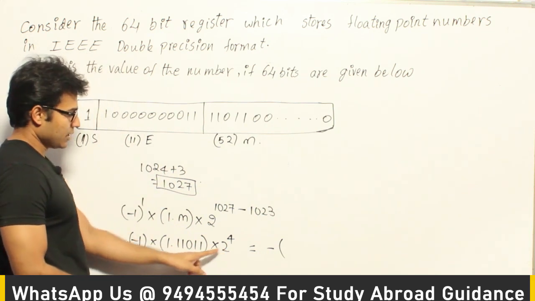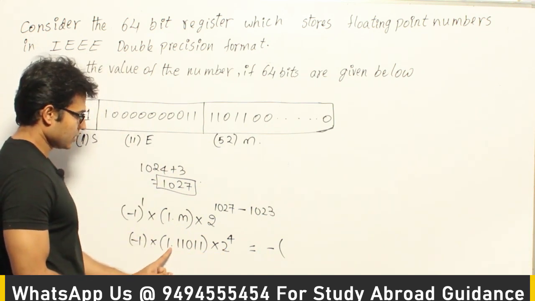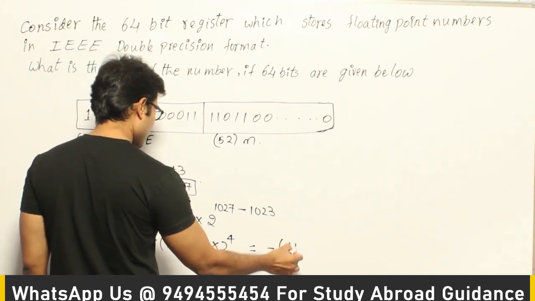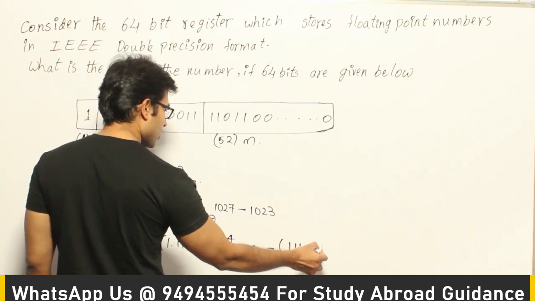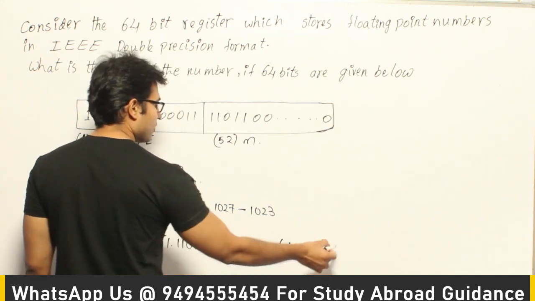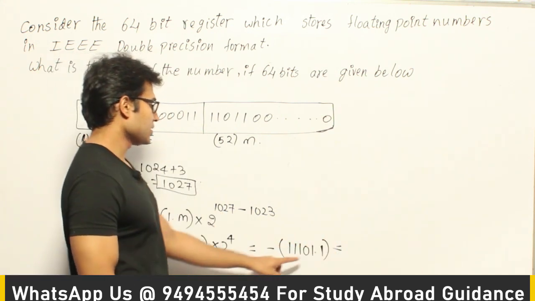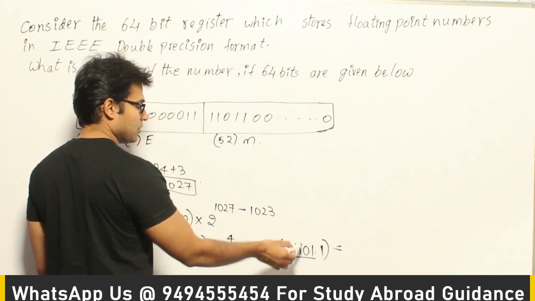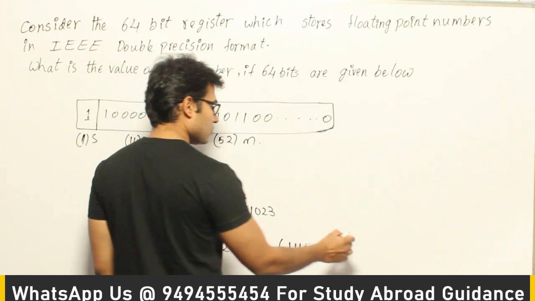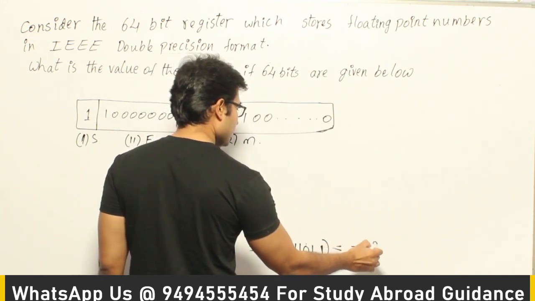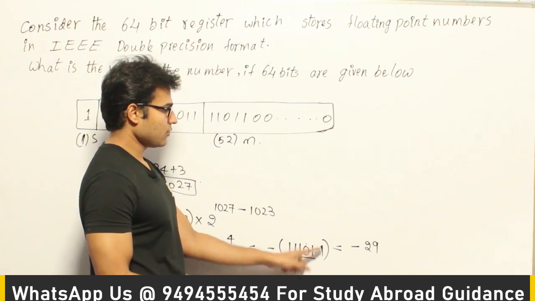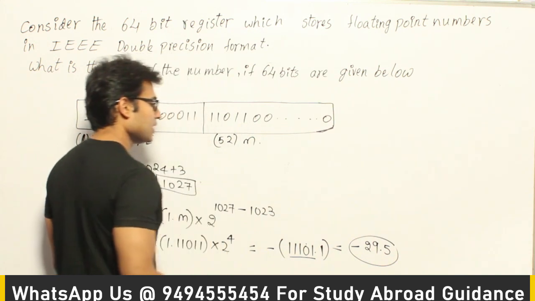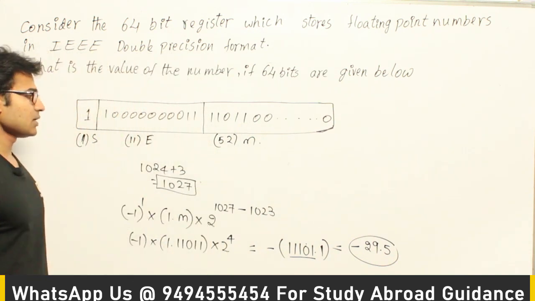Now if you multiply this number with 2 power 4, I can move the radix point 4 digits to the right, so it is going to be 11101.1. Now convert this to decimal. We know that this number is 29, because if you had all ones it is 32, and 32 minus 3 is 29, right? So it is minus 29 and then 0.1, which in decimal is 0.5. So the value is minus 29.5. That is what is represented using the double precision number.